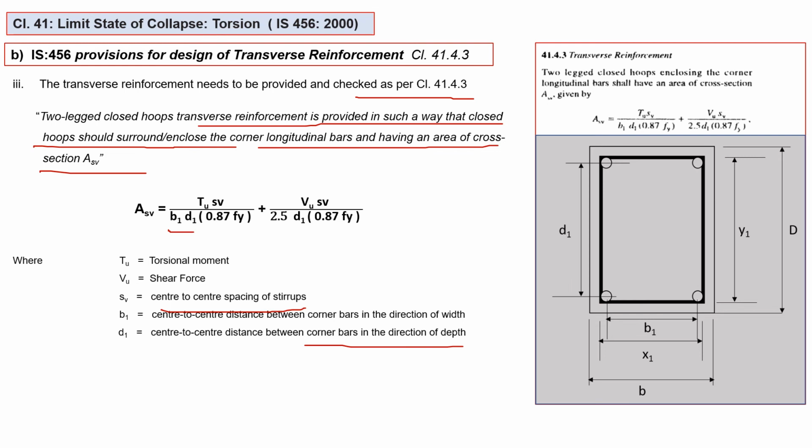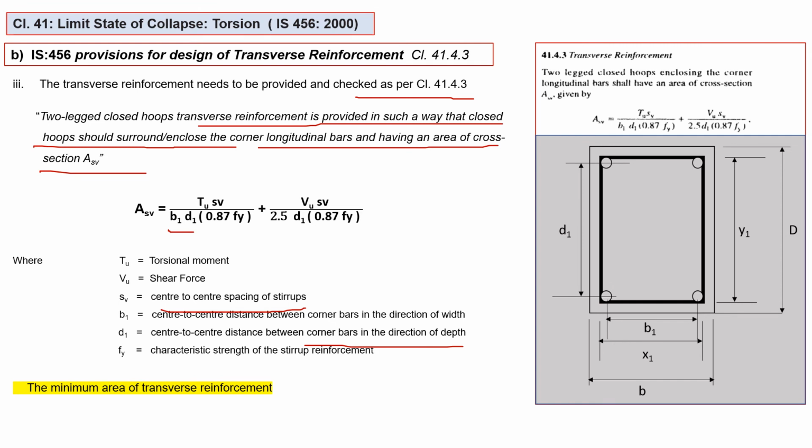So, to calculate ASV, TU we have already there. SV is the center to center spacing of the stirrups. VU is the shear force. And B1, D1 we have already discussed. Fy is the yield strength of the steel which you are going to use. Fy is the characteristic strength of stirrup reinforcement.